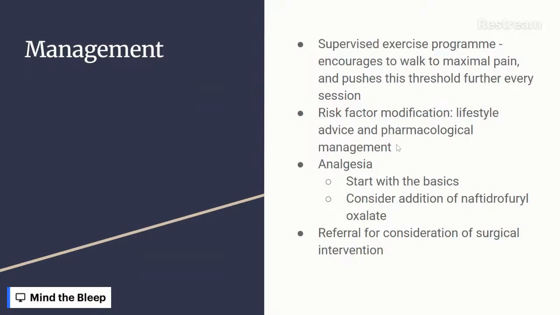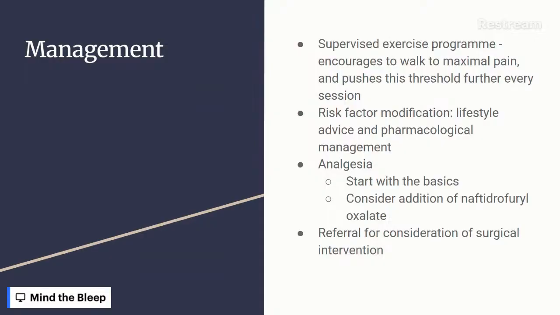We've touched on risk factor modification, analgesia, obviously. So start with the minimum, paracetamol. A lot of people have contraindications to ibuprofen, but before moving up to opiates, because this is a long-term condition. People will be struggling with this for a long time. So if you're whacking them on opiates straight away, that can have serious consequences for them later down the line.